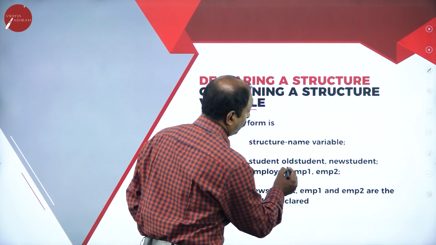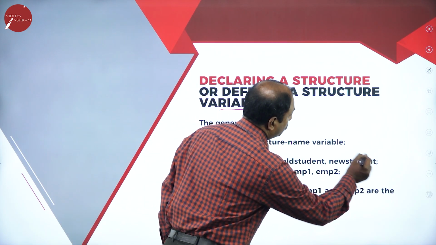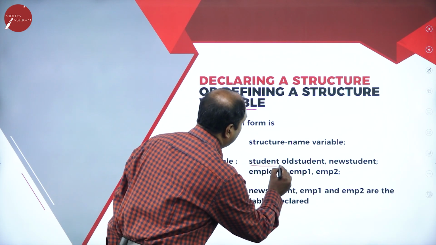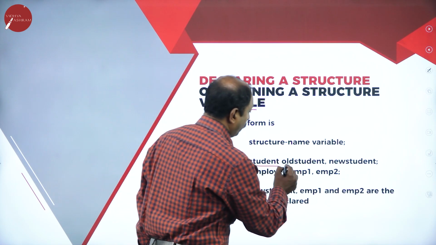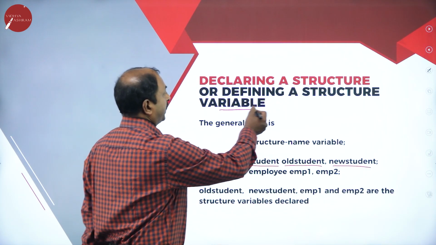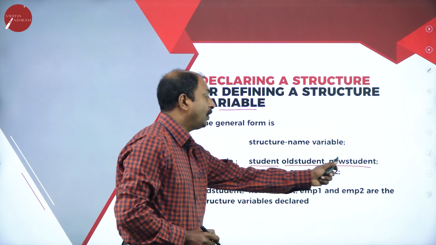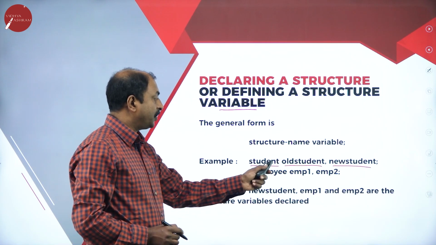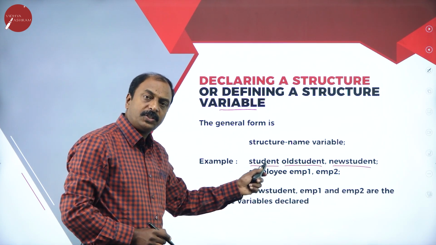Student, space, old student, comma, new student. If you consider this here, student is the name of a structure, and followed by this, old student and new student are called structure variables. So these two are structure variables of the structure student. Student is one defined structure.